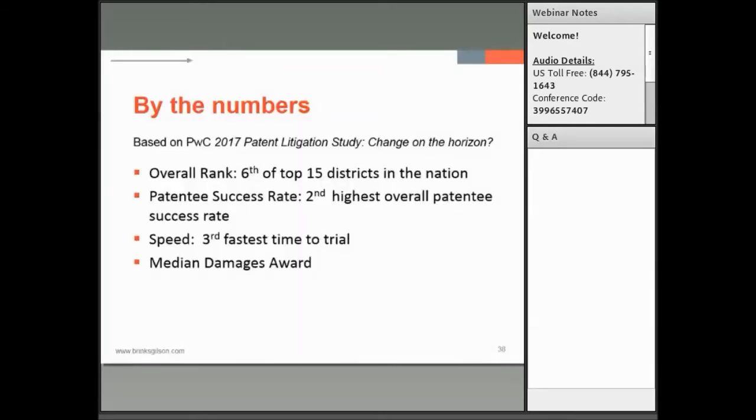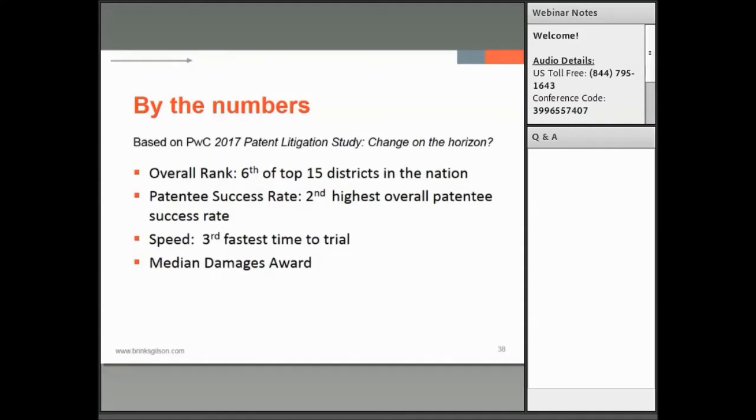And let's drill down a little bit into the numbers that tell us why it is that Florida is so patentee favorable. These are based on the PricewaterhouseCoopers study from 2017. It's a perennial study that is oftentimes pretty closely followed for indications of where different districts lie. It ranks the top 15 districts on a number of different factors. In this study, the overall rank for Florida is 6th across all those factors, and the patentee success rate and the speed are probably the 2 factors that are most notable in Florida.